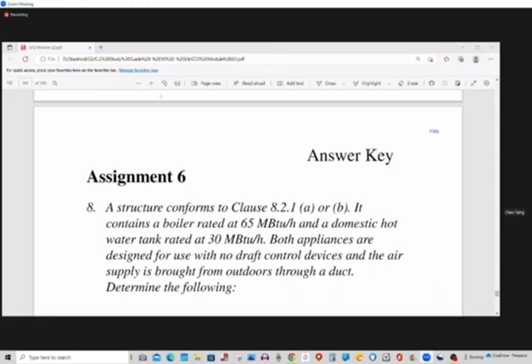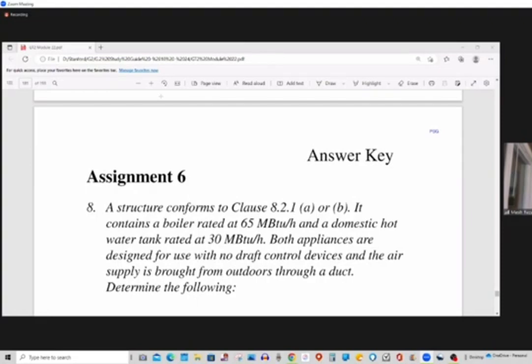The structure confirmed to comply with clause number 8.2.1 A and B. What does it mean? It's a tight house. And it contains a boiler with 65,000 BTU minimum, and domestic hot water with 30,000 BTU. Both appliances are designed for use with no draft control.